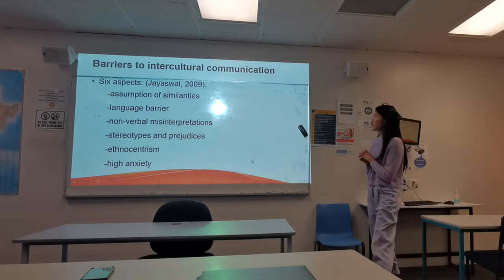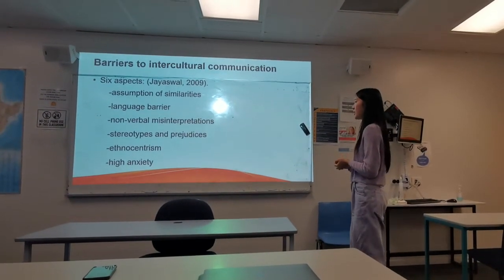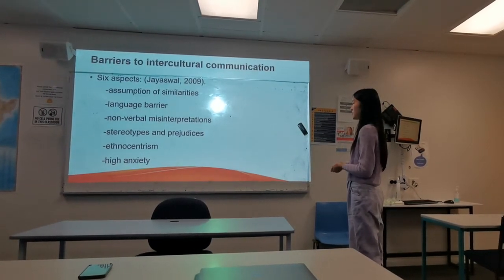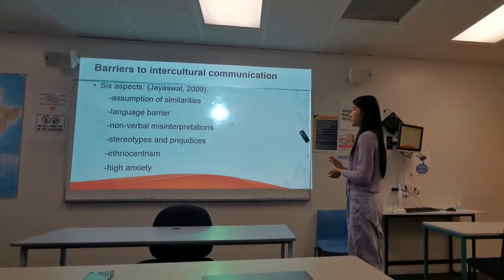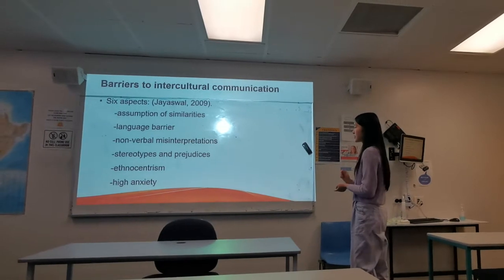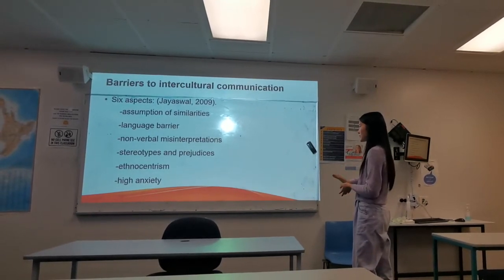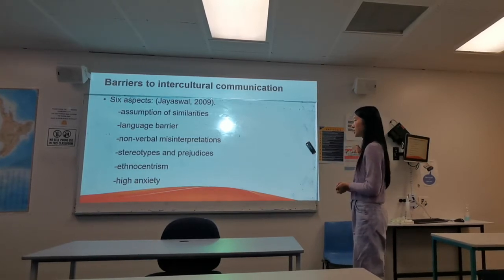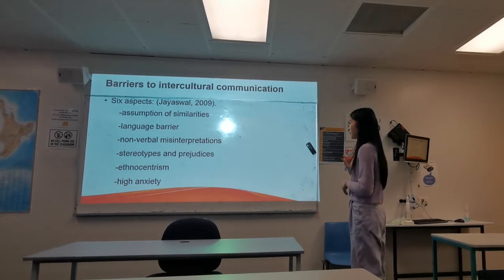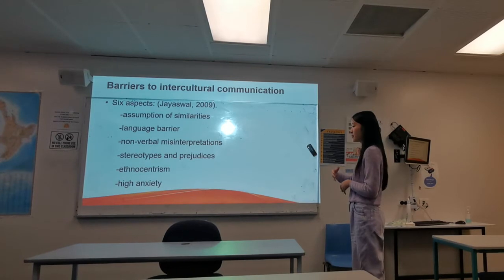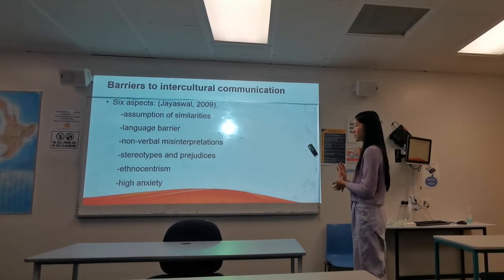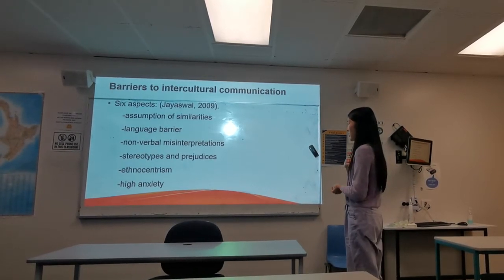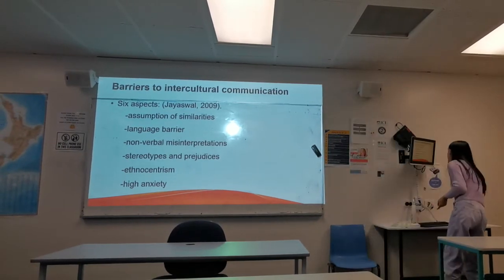The next is stereotypes and prejudice. It's like some people think their culture is the best culture, and they refuse to accept others' cultures. They think their culture is the right thing, and others they cannot accept. The next is ethnocentrism. It's like people think their own culture in their country is more superior to other countries' cultures. They think their culture is the best and good, and it's better than others.